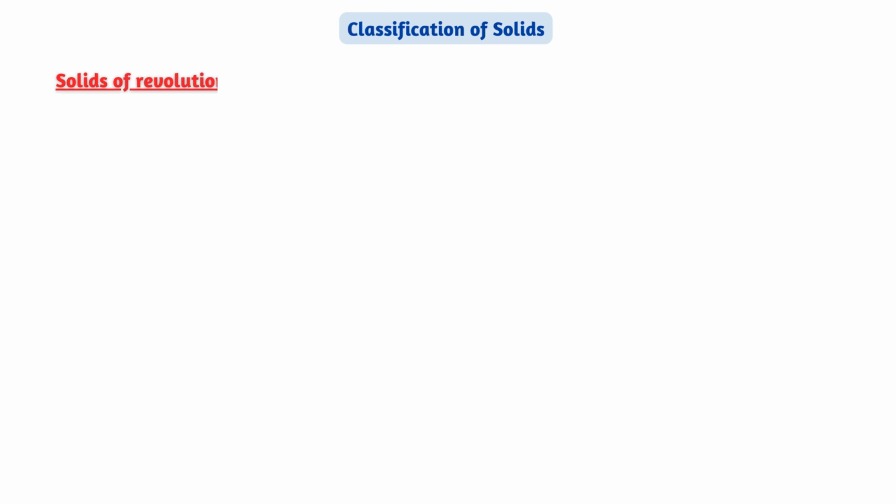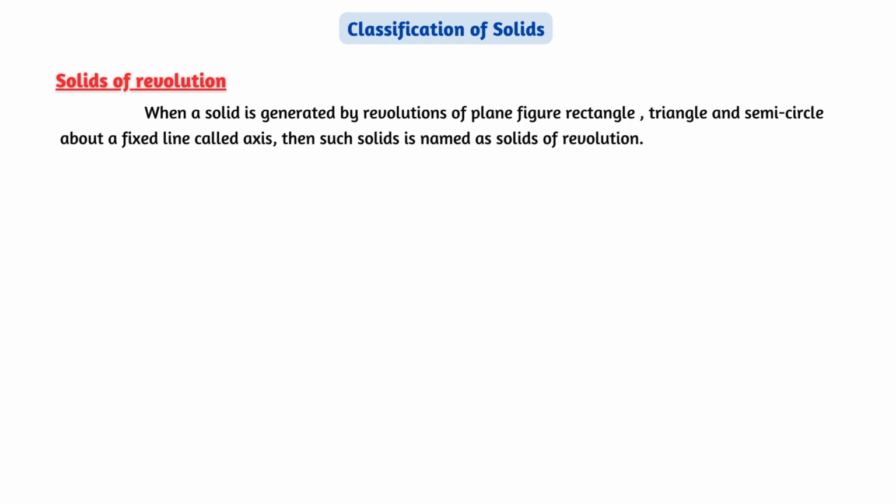Next, we will see about the solid of revolution. When a solid is generated by revolution of a plane figure, rectangle, triangle, or semicircle about a fixed line called axis, then such a solid is named a solid of revolution.